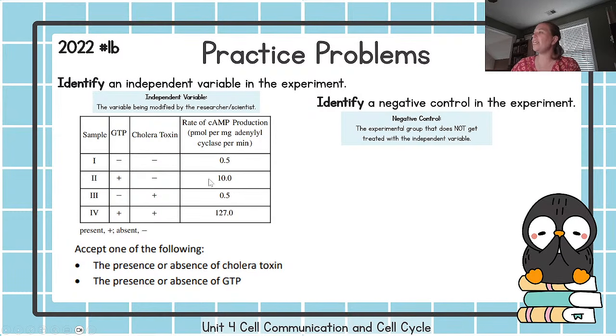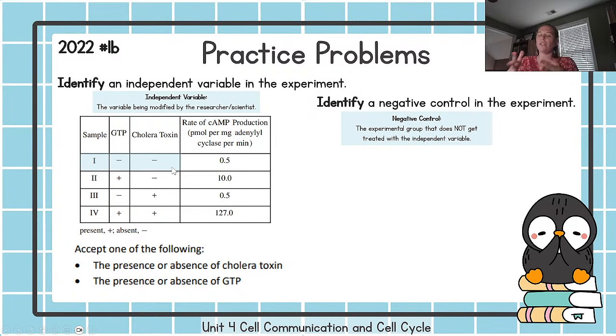So it says identify negative control. If I look here, I can say, okay, what does not have my treatment group? Well, my treatment group was the cholera and the GTP, and I was seeing what would happen when those two things were added. So sample 1 would be a great example of my negative control. But here's the thing. Sample 1 is missing both of those.